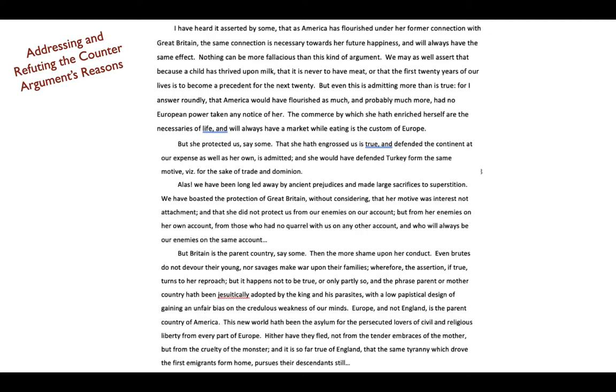Okay? It says, I've heard it asserted by some that as America has flourished under her former connection with Great Britain, the same connection is necessary towards our future happiness and will always have the same effect.